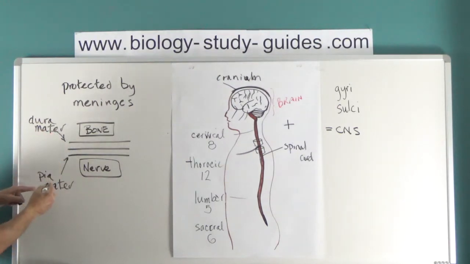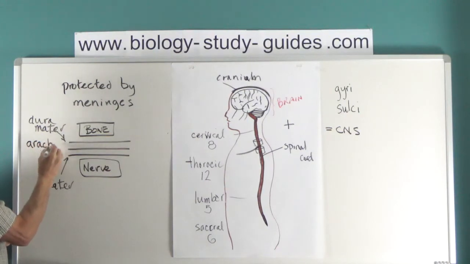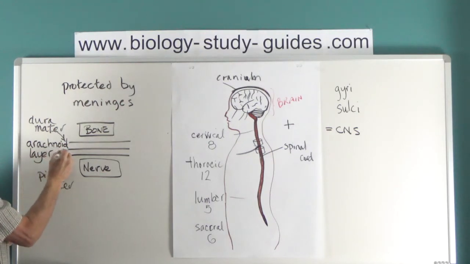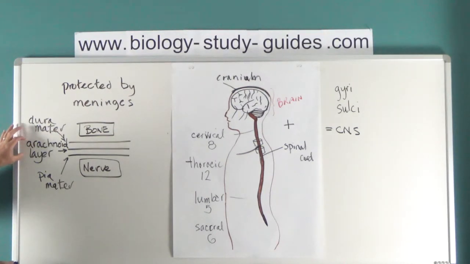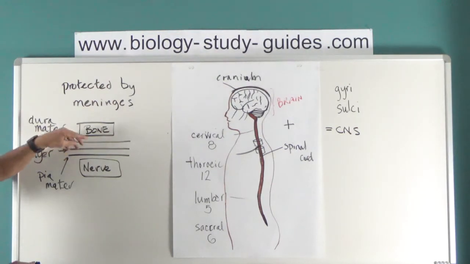Pia mater is the more delicate cover. Mater is Latin for mother, so you get the idea that it's protecting it, so that you get those two layers. But the one in the middle is called the arachnoid layer. And if you remember about spiders, arachnoid refers to spider, and it's called the arachnoid layer because it has finger-like projections which go into the various things.